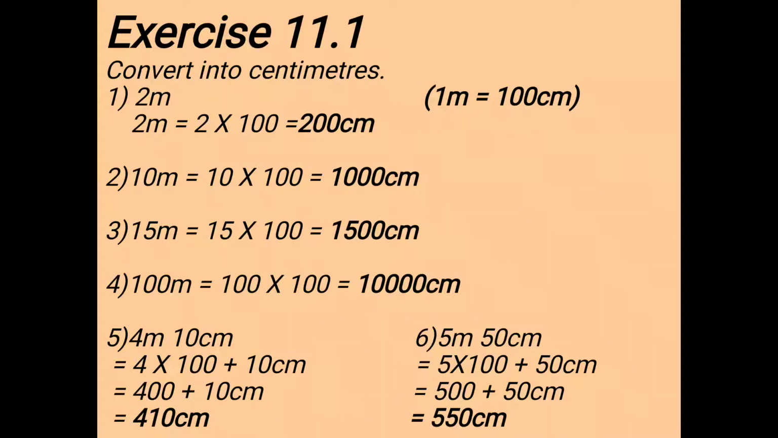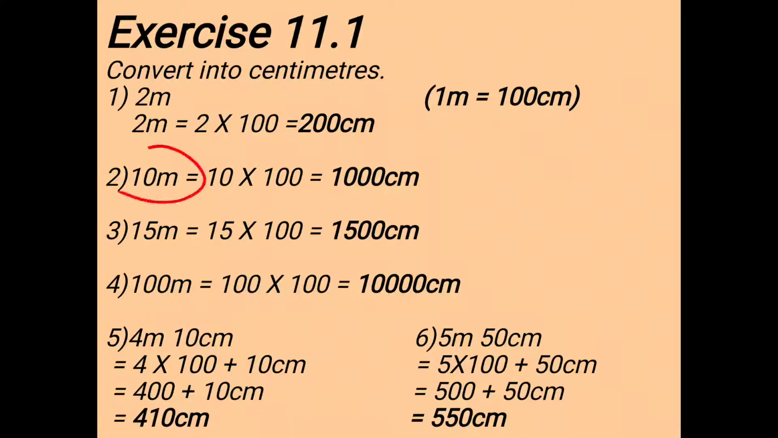Next, exercise 11.1. Convert into centimeters. They have given you 2 meters, that means they are given in meters. You are going to convert it into centimeters. So you should remember 1 meter is equal to 100 centimeters. So 2 meters is equal to how many centimeters? That is 2 into 100. You will get 200 centimeters.